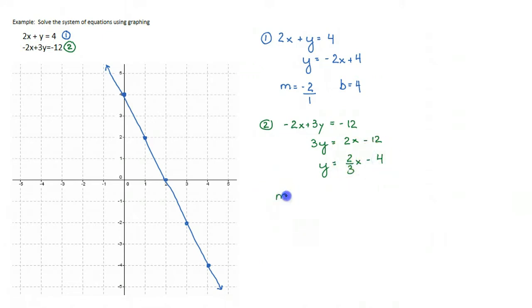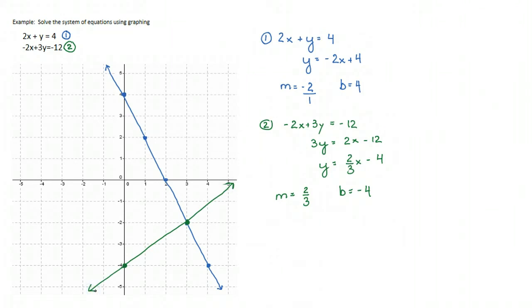So therefore, the slope is 2 over 3. So for every 2 up, I go 3 across. And the y-intercept is negative 4. So all I do is I take my pen, I put a mark at negative 4, the y-intercept, and I go up 1, 2, across 1, 2, 3. And right away, there is my point of intersection. And we're done.